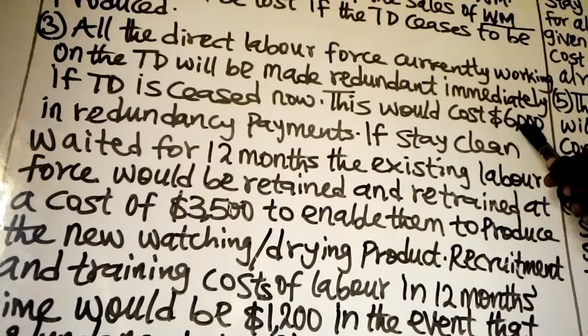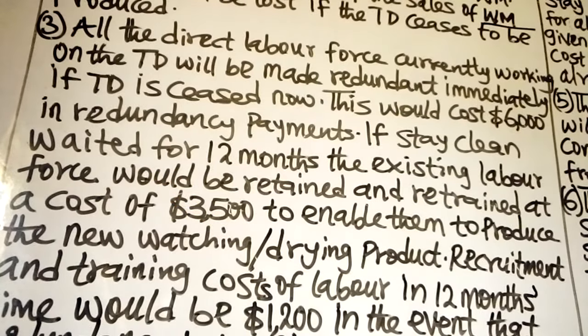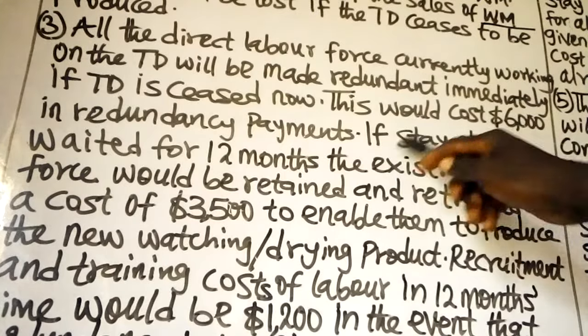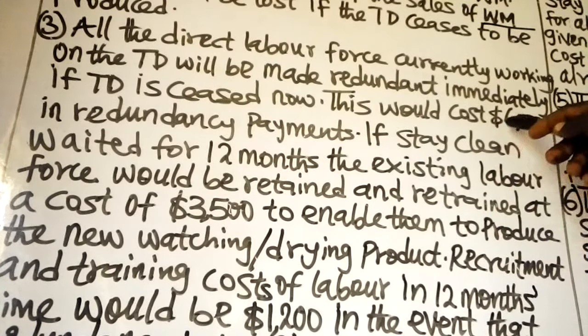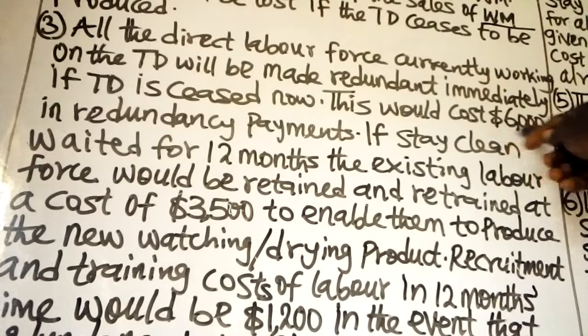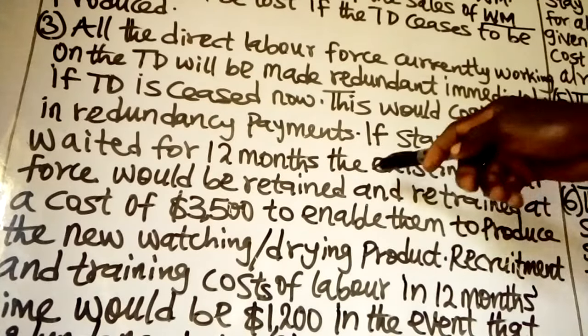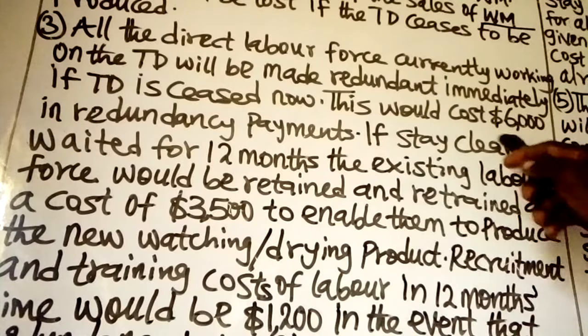This will cost $6,000 in redundancy payments. The $6,000 redundancy payment, that is irrelevant cost. So you are going to have that redundancy payment of $6,000 is relevant if Stay Clean ceases, because you are going to incur this because you want to cease the manufacturing of TD now. So that means it is specifically incurred in direct consequence of that decision. So that will be a relevant cost for the decision.